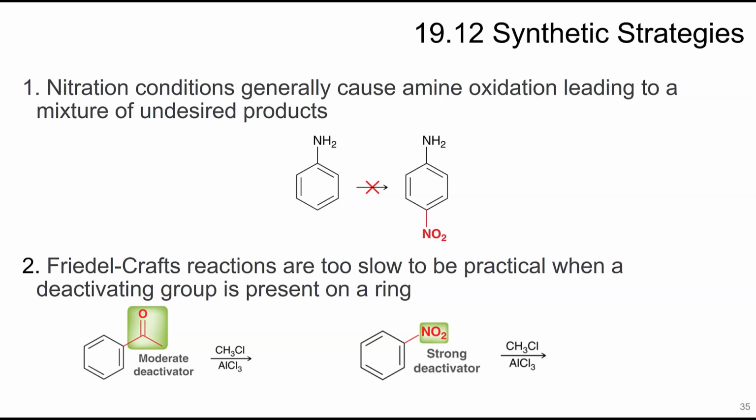Nitration usually can cause amine oxidation, which leads to extra products that you don't want. So you don't want to do a nitration of an amine. Friedel-Crafts reactions are too slow to be practical when you have a deactivating group on the ring. If you have any electron withdrawing groups on the ring, we're going to see no reaction here. And likewise, if you have a strong deactivator, this electron withdrawing nitro group, this is also no reaction. Friedel-Crafts also do not work with strong electron donating groups, so things like an OH or NH2.